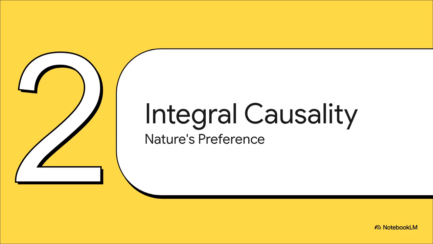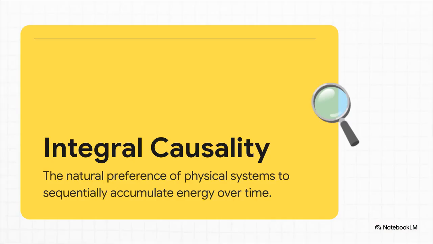Let's ground this somewhat abstract disconnect into a highly tangible concept. In modeling, this idea is defined as integral causality. It's basically the natural preference of physical systems to sequentially accumulate energy over time. To visualize this, just think of a super simple real-world analogy, a bucket sitting under a running faucet. The bucket doesn't care about the mathematical derivative of the water flow. It's not sitting there calculating the acceleration of the drops. It simply fills up. It sequentially accumulates the water.